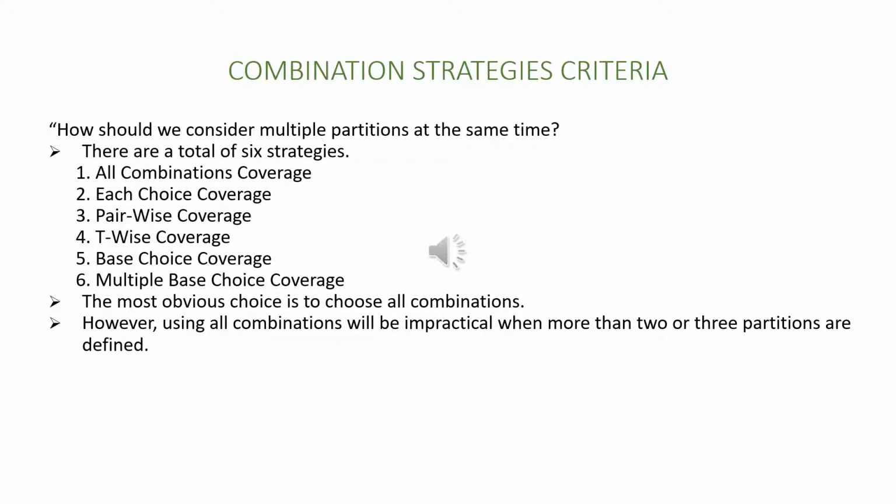Today we are going to discuss combination strategies criteria. When we start discussing these criteria, a question arises: how should we consider multiple partitions at the same time? Basically, there are a total of 6 strategies, which are all combination coverage, each choice coverage, pairwise coverage, T-wise coverage, base choice coverage, and multiple base choice coverage. The most obvious choice is to choose all combinations, but using all combinations will be impractical when more than 2 or 3 partitions are defined.